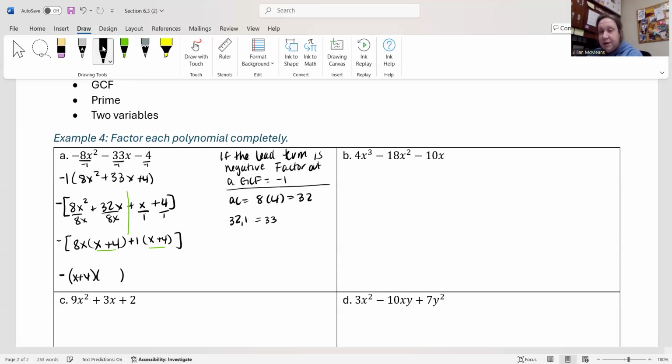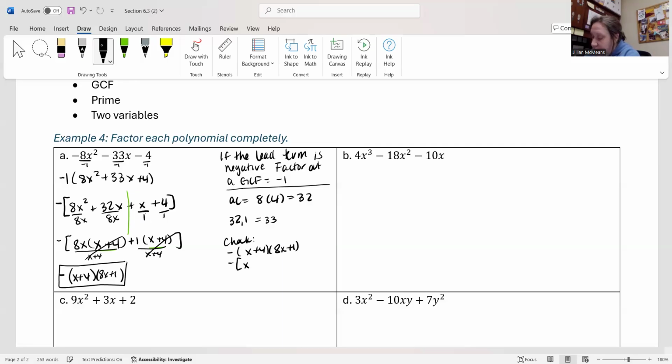Then we need a set of parentheses for everything that's left over. So when I divide up here by x plus 4, I'm left with just 8x. When I divide over here by x plus 4, I'm left with just 1. So this is my final answer. And the way you would check this is the same. You would just FOIL, but you have this extra factor of -1. So if you did want to check this, you could FOIL the two binomials.